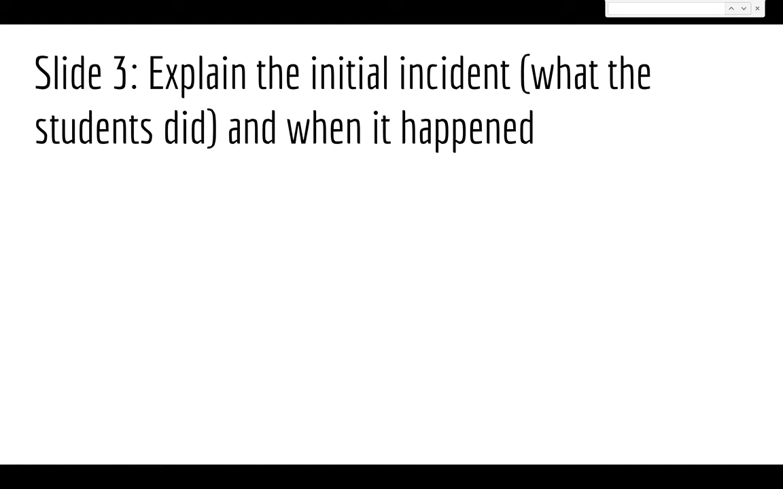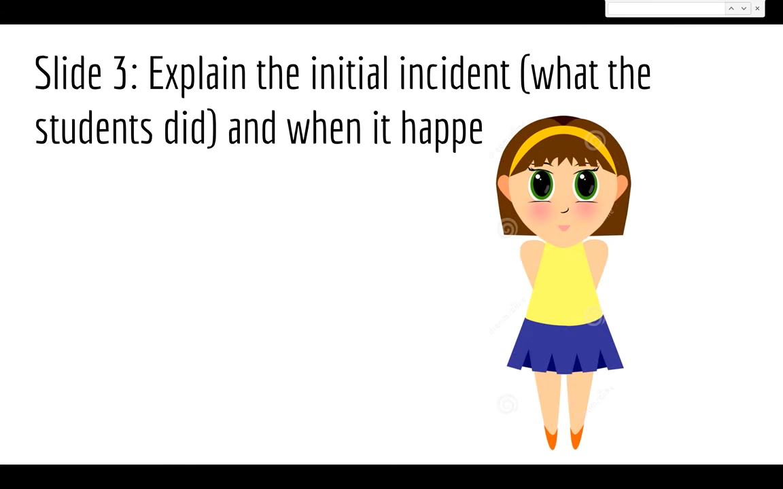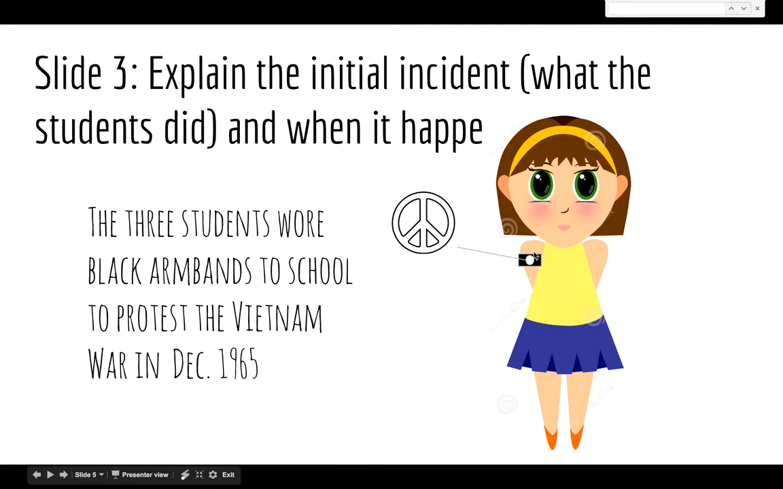Slide 3, you're going to explain the initial incident, what the students actually did to get them in trouble, and make sure you include when it happened. So here's Mary. One day she decided to wear a black armband to school to protest the Vietnam War. The black armband had a peace sign on it. Her and her brother and a bunch of other kids wore these black armbands to school. They felt very strongly about the war. They weren't for it. They thought we were there for the wrong reasons. So they wore these just to silently show their disagreement with it.